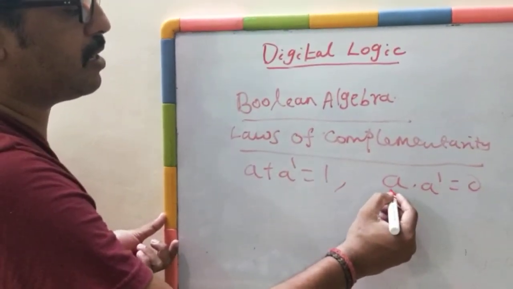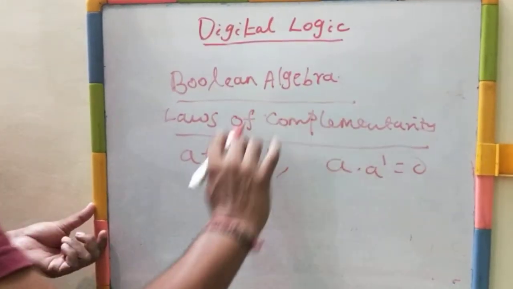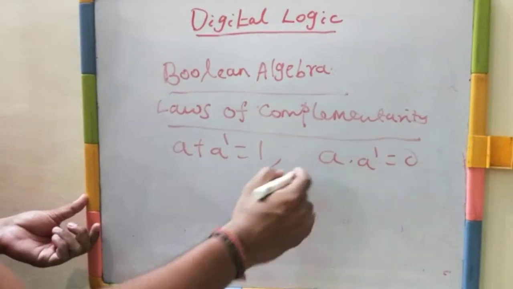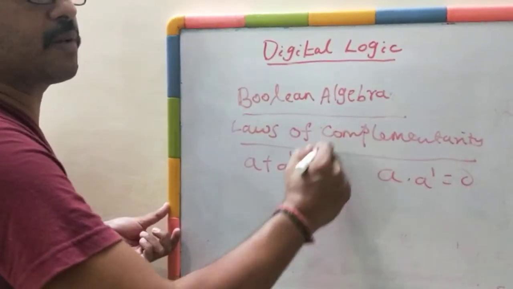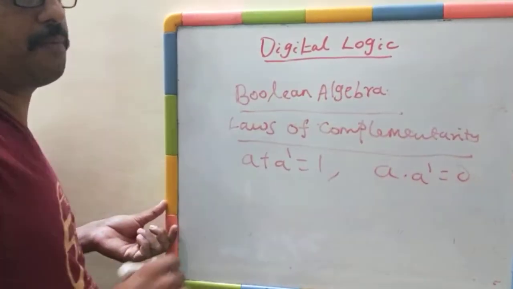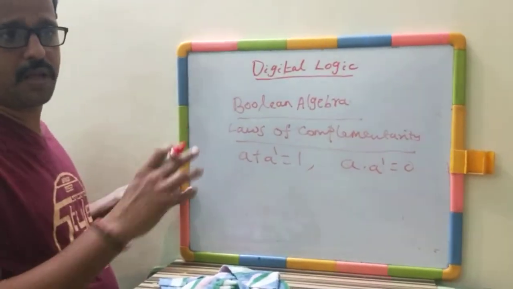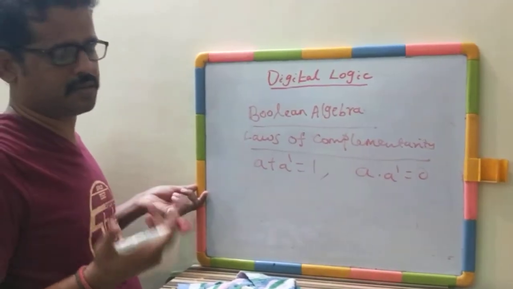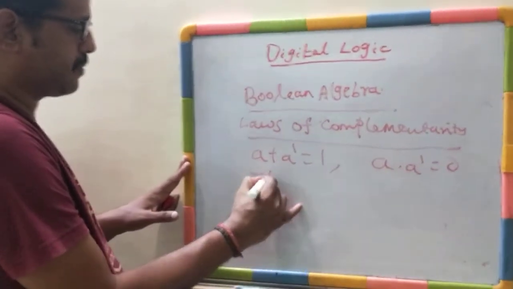Similarly, if you take the value of A as 1, A' becomes 0. So 1 into 0 is 0. Right? If you take A equal to 0, then A' becomes 1. In this case also 0 into 1 is 0. Because in an AND operation, if any one of the values is 0, the entire expression becomes 0. Right?